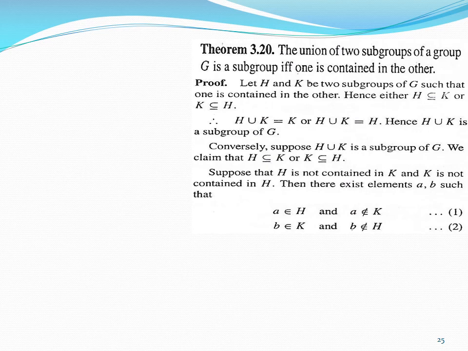Conversely, suppose H union K is a subgroup of G. We claim that one is contained in the other: H is contained in K or K is contained in H. Suppose not. H is not contained in K and K is not contained in H. There exist elements a, b such that a belongs to H and a is not in K, and b belongs to K and b is not in H. So we get what?